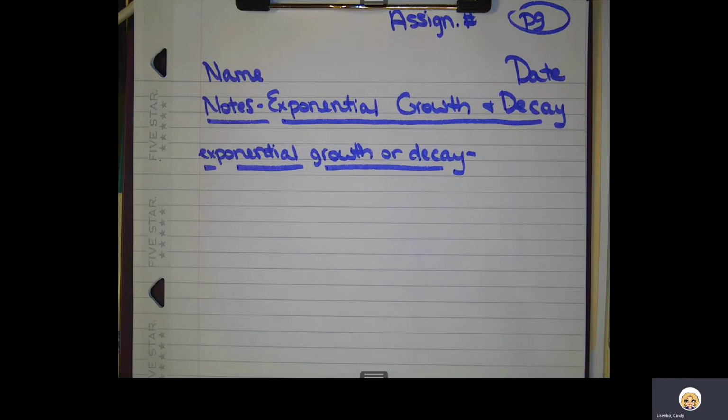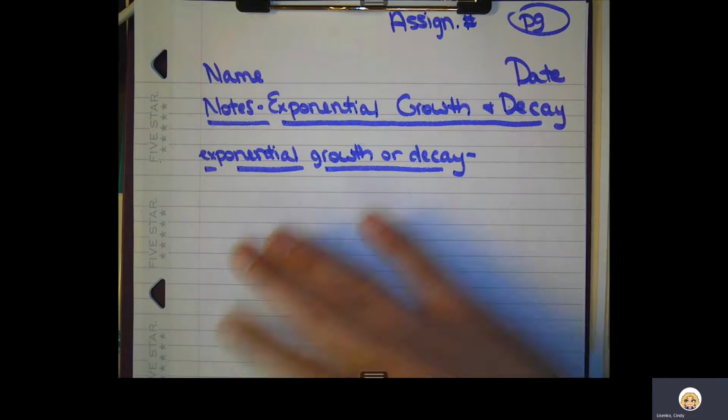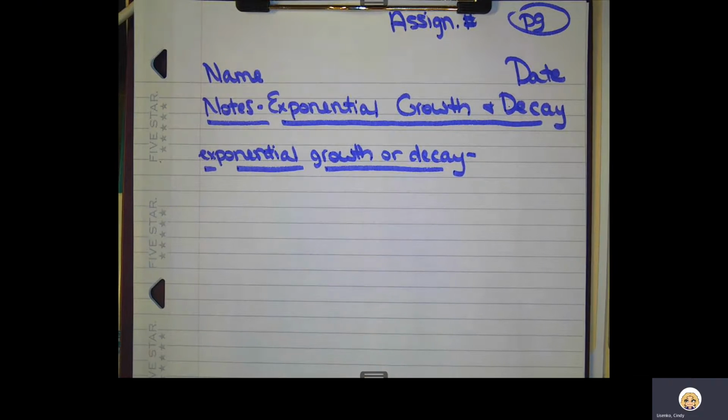In these notes, we're learning about exponential growth and decay. So make sure you start off by putting your heading on here, including the assignment, page number, name, and all of that. There's the title. Please feel free to pause the video if you need to catch up.